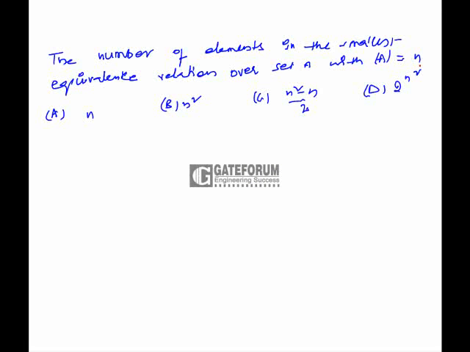The number of elements in the smallest equivalence relation over a set A with mod A equal to n. Here 4 options are given and we have to find the correct option. A relation is equivalence if it is reflexive, symmetric and transitive.